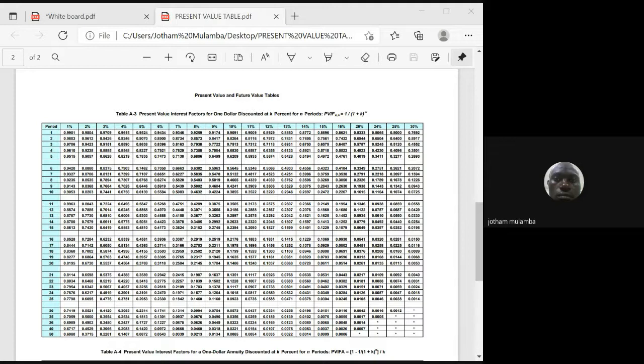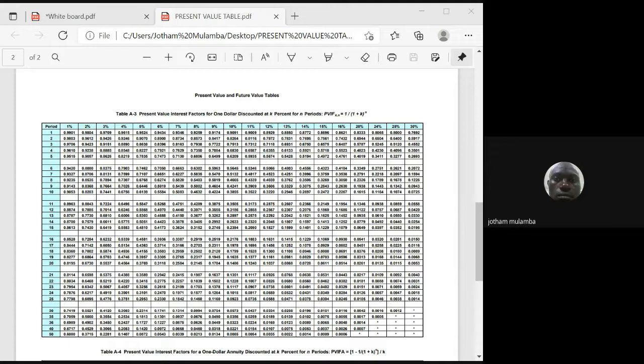Then debenture. Debenture applies when a public company is borrowing from the public. I'll give an example. If today Safaricom wants to borrow 50 billion shillings, according to the laws existing in the country, there's no single bank that can loan out 50 billion.